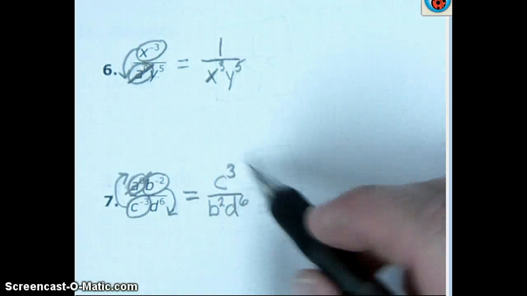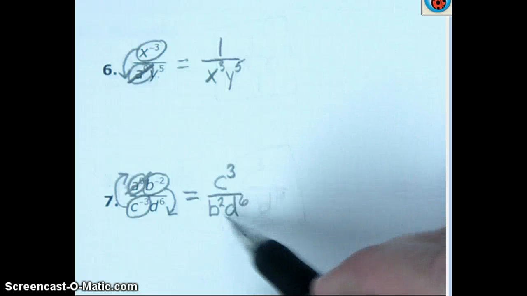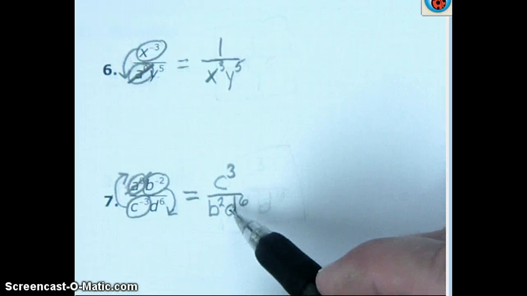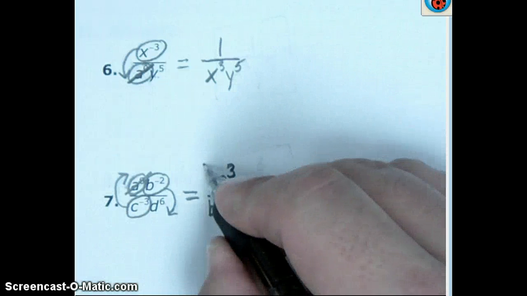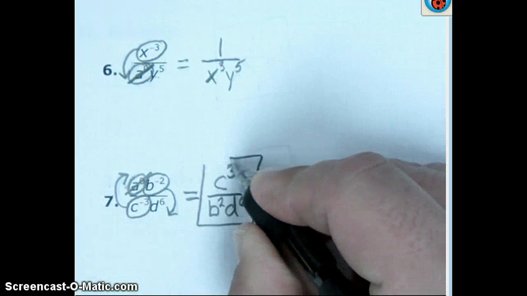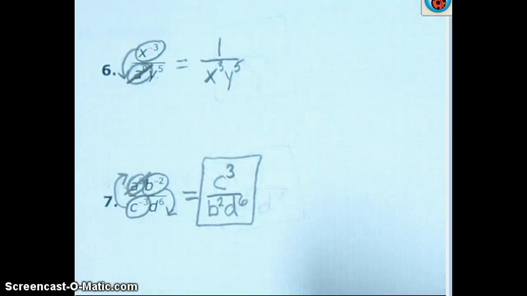Now, once you have everything moved, double check and make sure you don't have any negative exponents or 0 exponents. And if you're good, then you're done. This is your solution. Everything that needed to be moved is moved. Everything that needed to cancel was canceled. That's some rules on exponents.